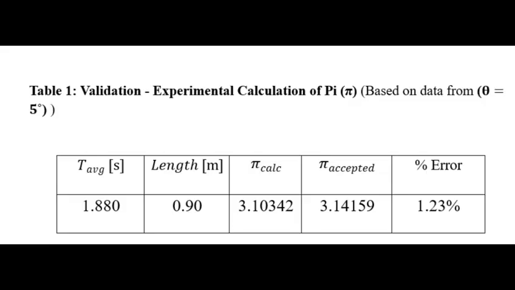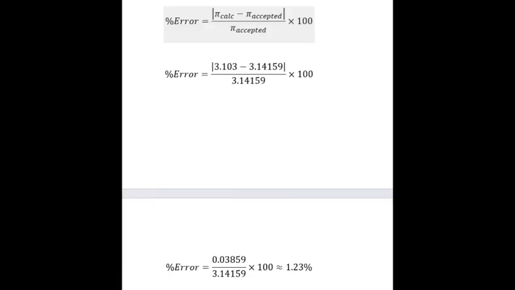Using the average period of 1.88 seconds and the length of 0.90 meters, I calculated the experimental value of pi as 3.103. When compared to the accepted value of 3.14, my percentage error was only 1.23%. This low error proved that my setup was stable and accurate.